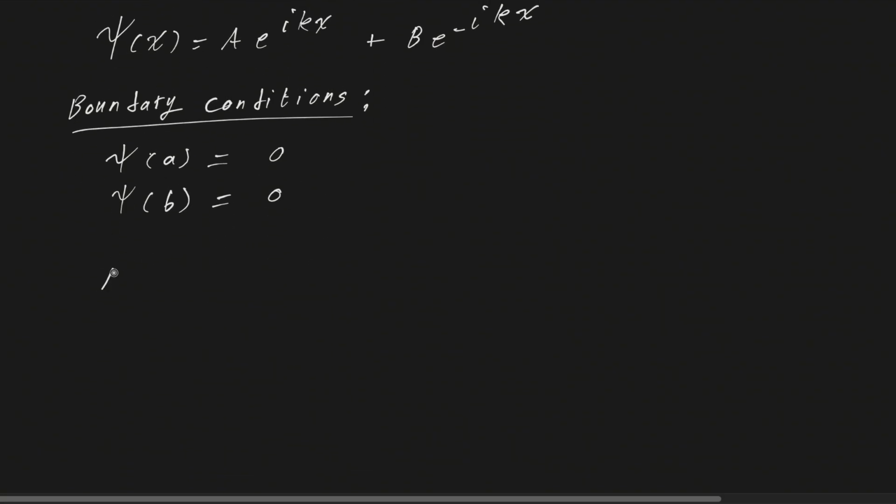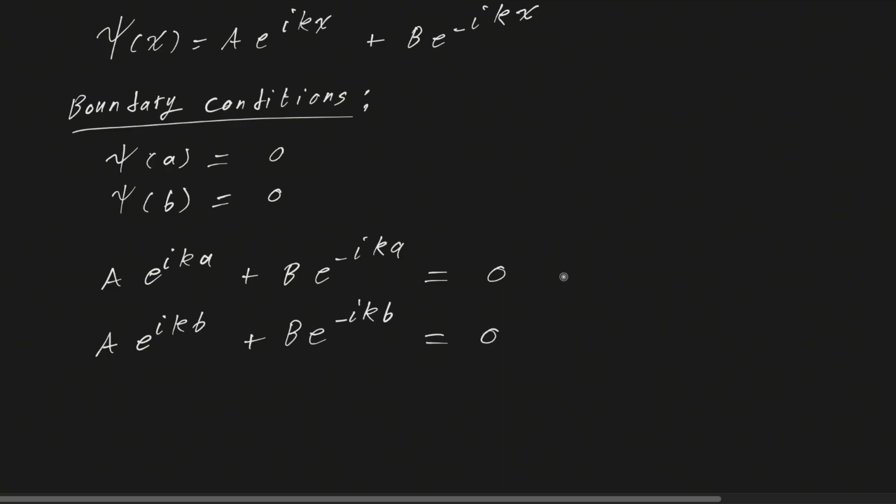We get the following two equations. A exponential ikA plus B exponential minus ikA is equal to 0. And A exponential ikB plus B exponential minus ikB is equal to 0. So we have these two equations that we got, and we need to solve for A, B, and k.